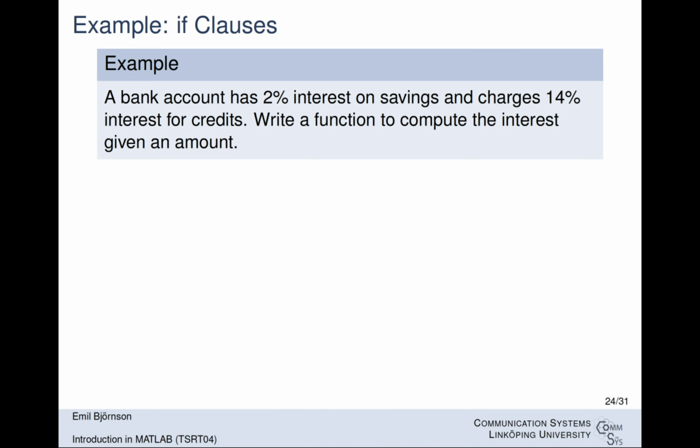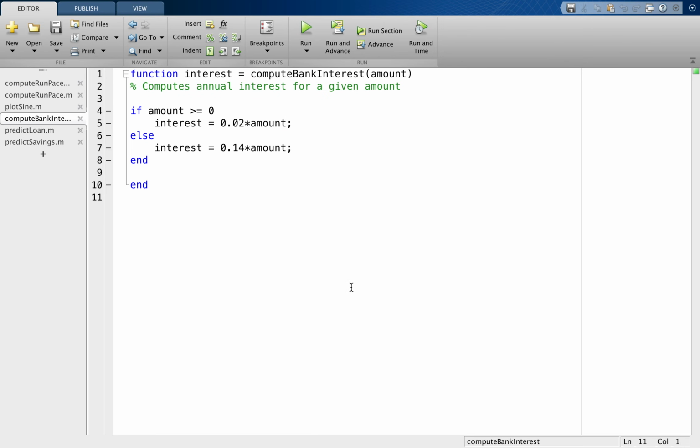So let me give you an example of how to use if clauses. Say that you have a bank account with 2% interest on savings and then it charges 14% interest on credits. Write a function that computes the interest for a given amount. Here we have a function for that purpose. It starts with function. It's called compute bank interest, and amount is what we are sending into it as input. And interest is what you're going to have as output. And compute annual interest for a given amount is a comment that describes what the function is doing.